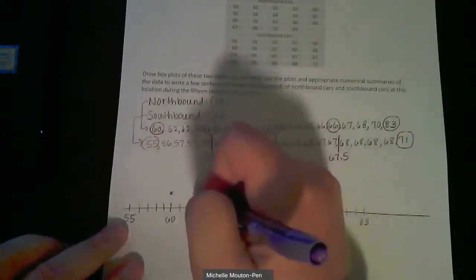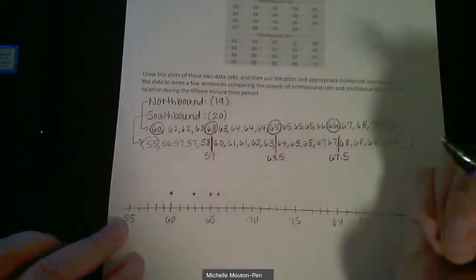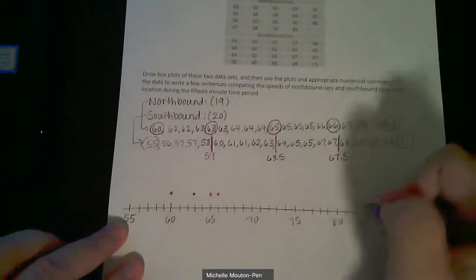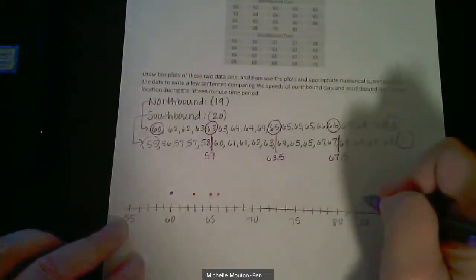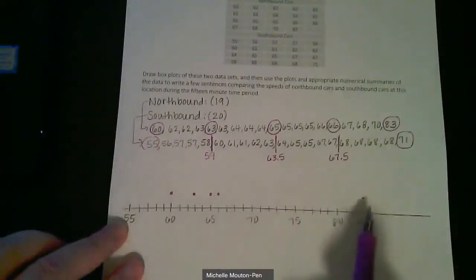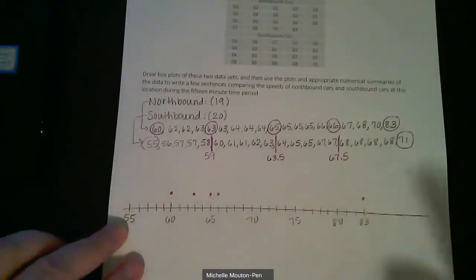I'm going to do northbound first. So northbound has 60, 63, 65, 66. And then I look and I'm like, oh, 83. That's all the way here. So if we look at how far this is, I'm guessing that 83 is an outlier.